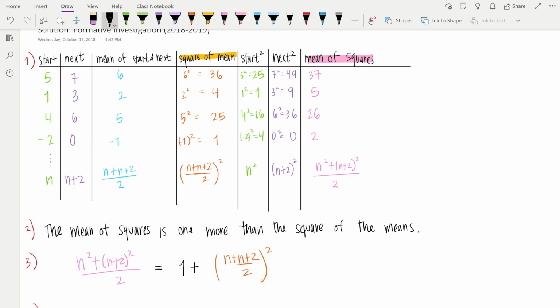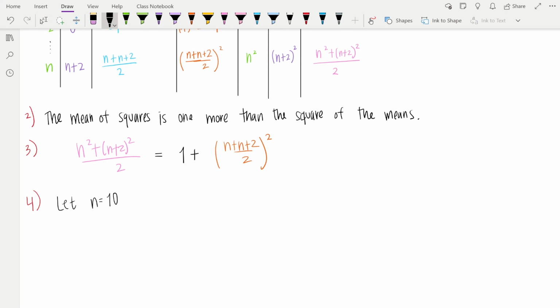So let's try 10. One of the math words you'll use a lot is consider or let. So let n equal, literally pick anything. I'm going to pick 10. Now I put in 10 instead of n everywhere in this expression. So I'm going to rewrite it, but everywhere that used to be an n is now a 10. So 10 squared plus 10 plus 2 squared divided by 2 equals 1 plus 10 plus 10 plus 2 over 2 squared.